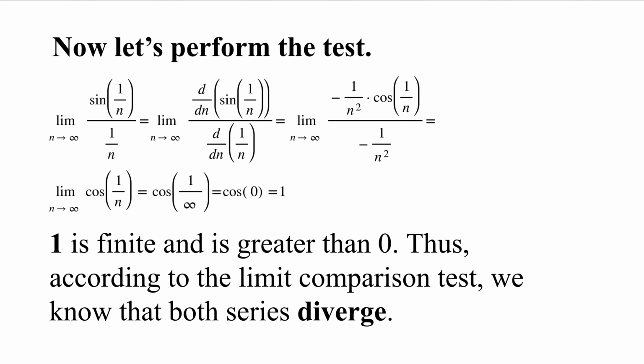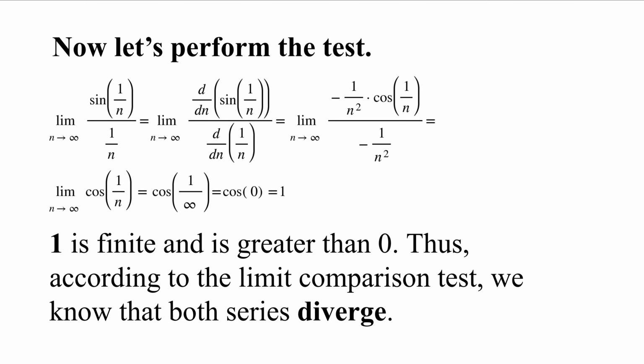To do so, we take the derivative of the numerator and the derivative of the denominator. We can use the chain rule to figure out the derivative of the numerator, sine of 1 over n. That evaluates to negative 1 over n squared, which is the derivative of the inner function, times the cosine of 1 over n, the derivative of the outer function. We can figure out the derivative of the denominator by simply using the power rule. That evaluates to negative 1 over n squared.